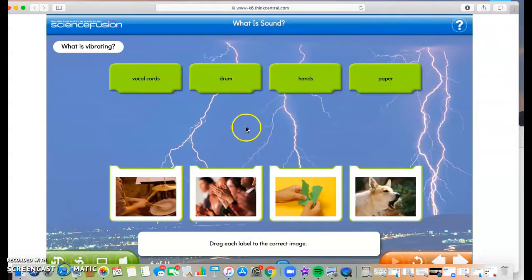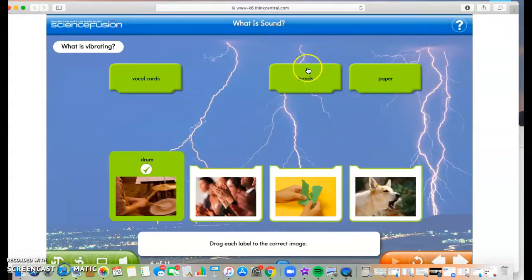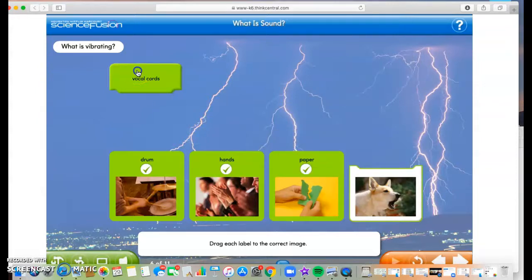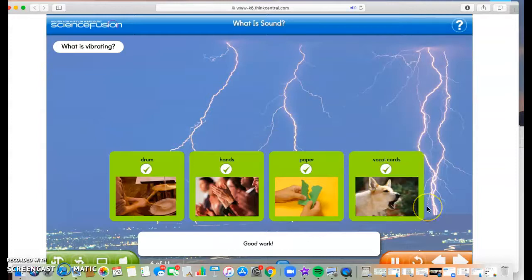Okay. Here's the drums right here. Oops, missed. The hands are clapping together and vibrating the sound. Tearing the paper makes vibrations in the air and the paper, and vocal cords. Even dogs use their vocal cords to vibrate for sound. Good work. Thank you. You know that things vibrate to make sounds that we hear.